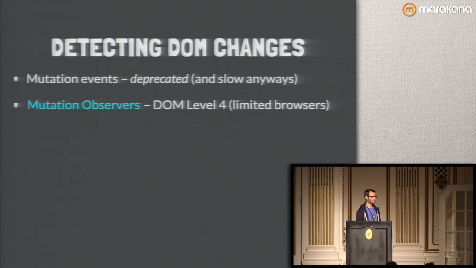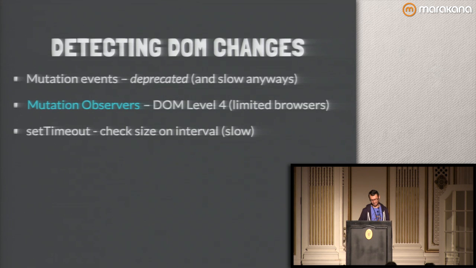There are mutation observers, which are like the heir apparent to mutation events. These are events that fire and tell you when the DOM has changed, and so you could listen to them and be like, oh, dude, resize. Problem here is it's DOM level 4, and I think it's in Chrome. It's in WebKit browsers, and Firefox, no IE, no Opera. I don't know about IE10. I'll have to look into that. Another possibility is you could just create a timer using set timeout and just listen every 100 milliseconds, every half second, and just figure out the size and then resize if it changed.